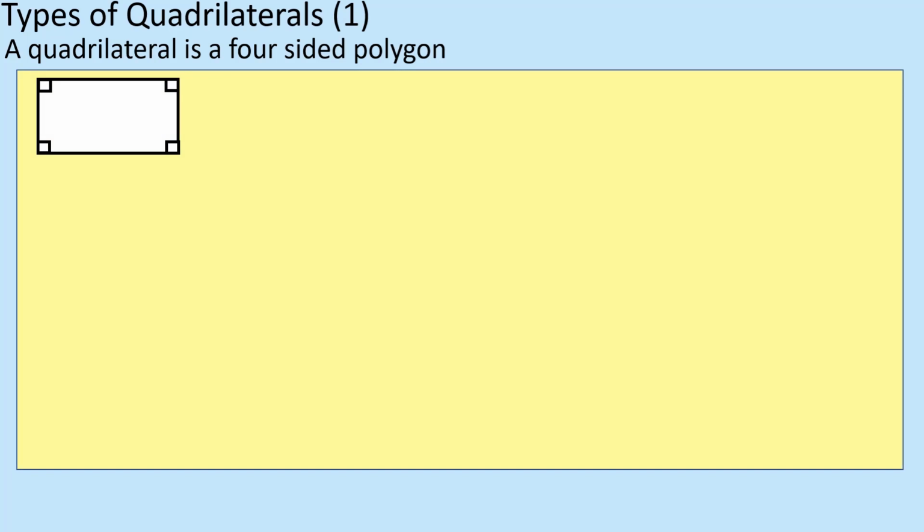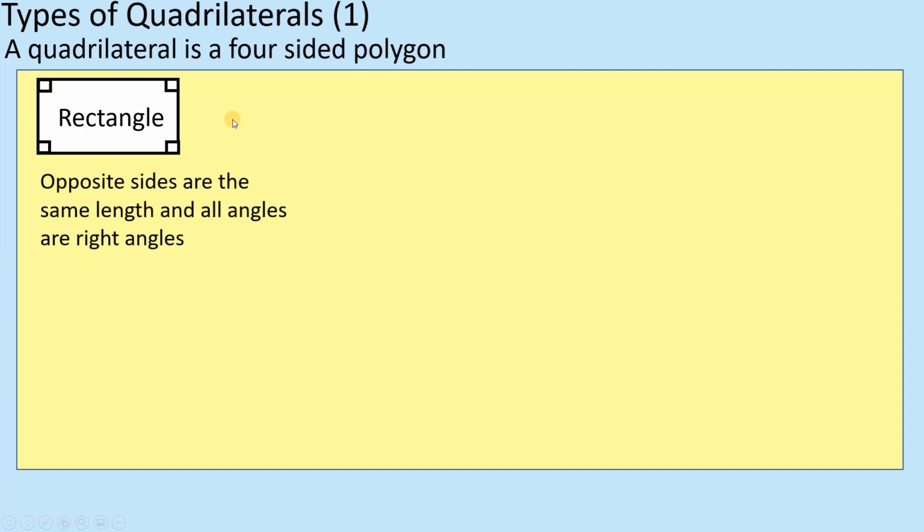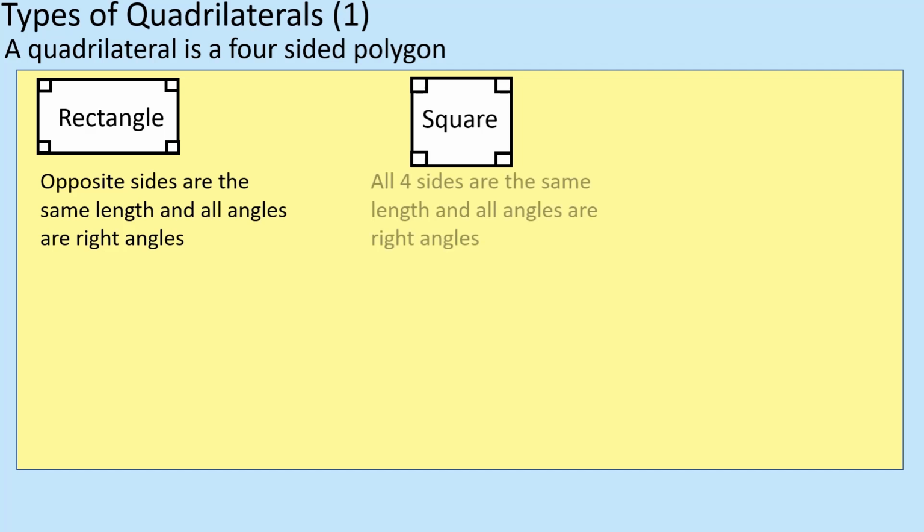Okay, so four-sided shape, obviously a quadrilateral. Two opposite sides are different in length, so you've got two at the top which are the same and two on the other side the same. So opposite sides are the same length and all angles are right angles, so that's a rectangle. All sides are the same and all angles are right angles. You'll know very comfortably that's a square.